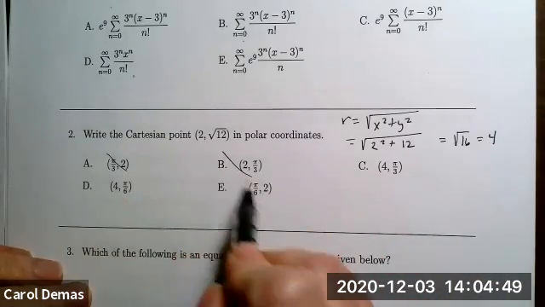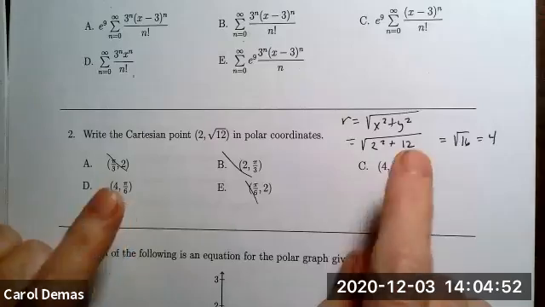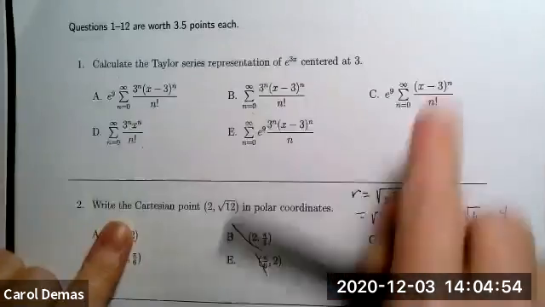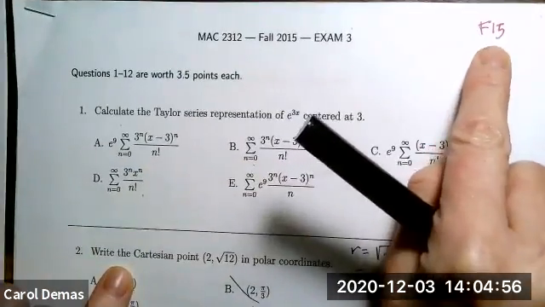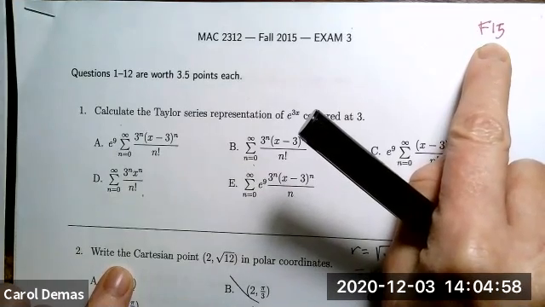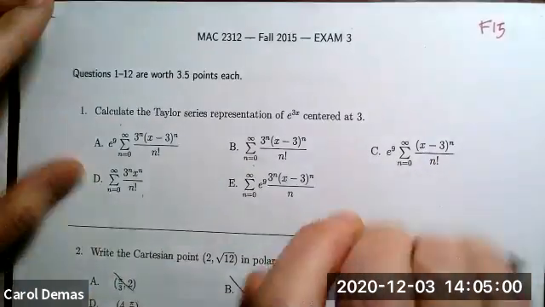That means it's not A, it's not B, it's not E. Okay, it's one of these. Fall 15, and I also sent it out in a message. Okay, fall 15. Okay.